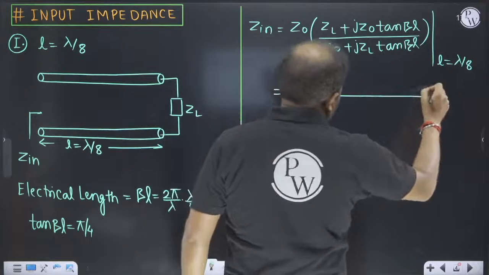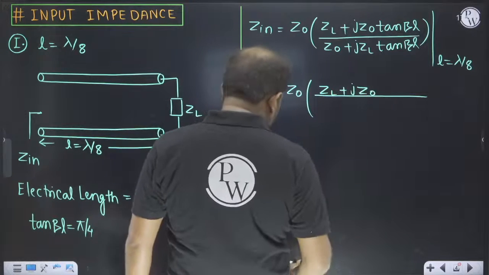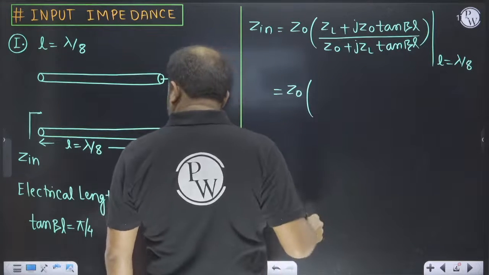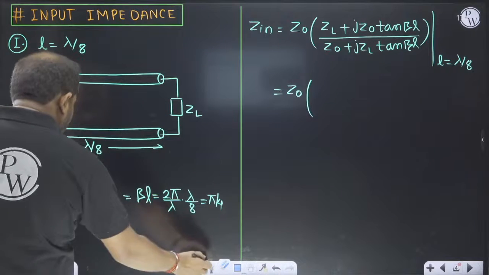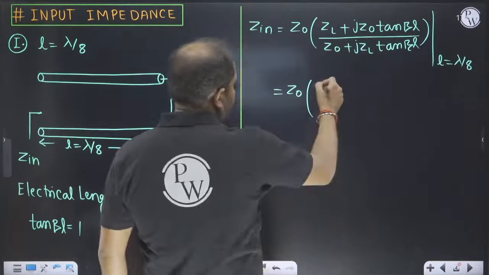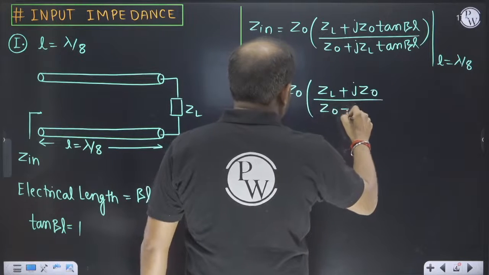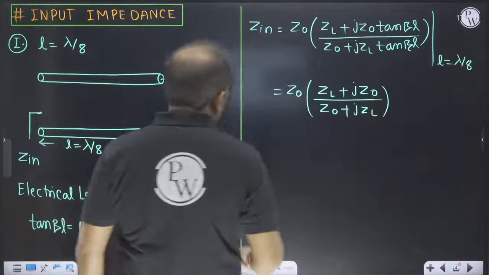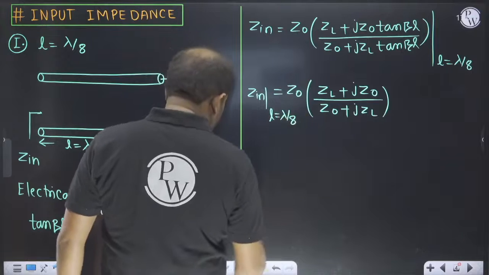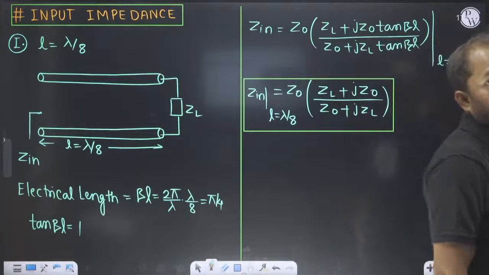So this is ZL plus jZ0, and at length lambda by 8, beta L will be pi by 4, and tan pi by 4 is equal to 1. Sorry for that. So Z0 plus jZL. It is a very important formula for length lambda by 8. You should remember this formula. It is very important for us.